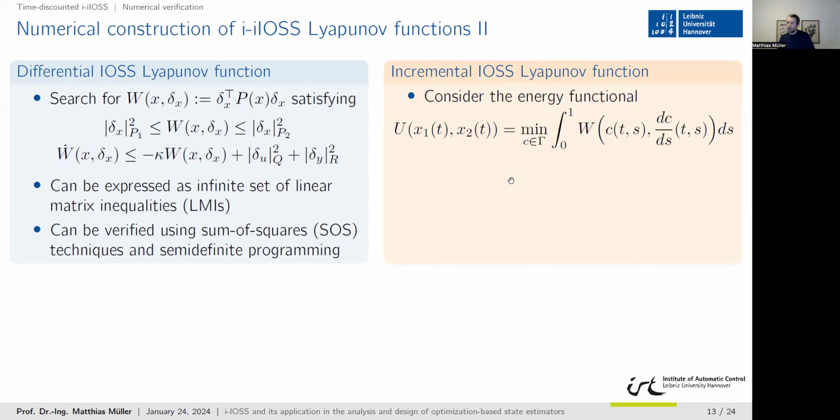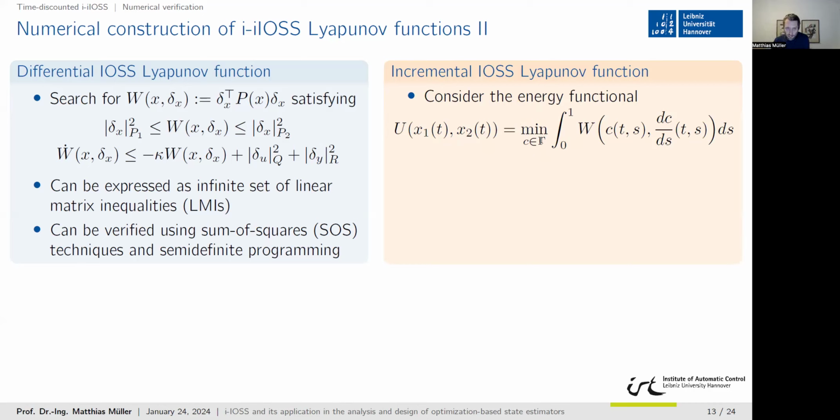So we consider the energy functional u, which is just the minimum over all possible paths connecting x1 of t and x2 of t, of the integral of this function w that we found for the differential dynamics. One can show that this is in fact a valid incremental IOSS Lyapunov function for the original system. Now, this is nice, but the problem is I can in general not evaluate it or find an analytic closed form expression, because that's highly nonlinear and I can typically not solve this analytically.